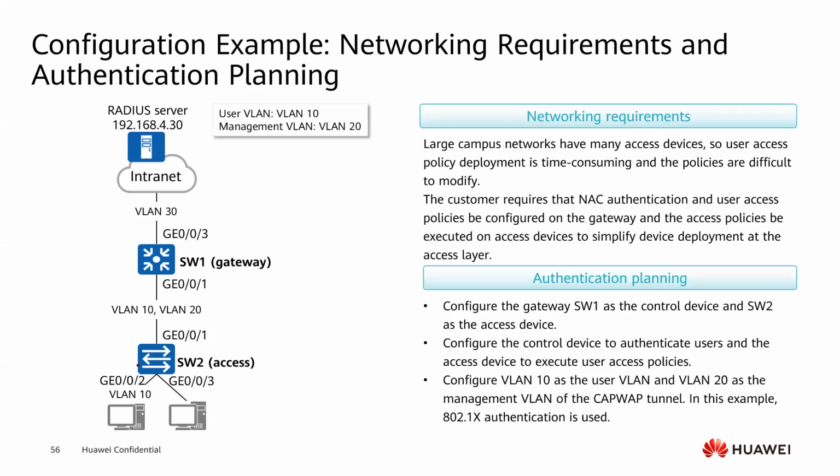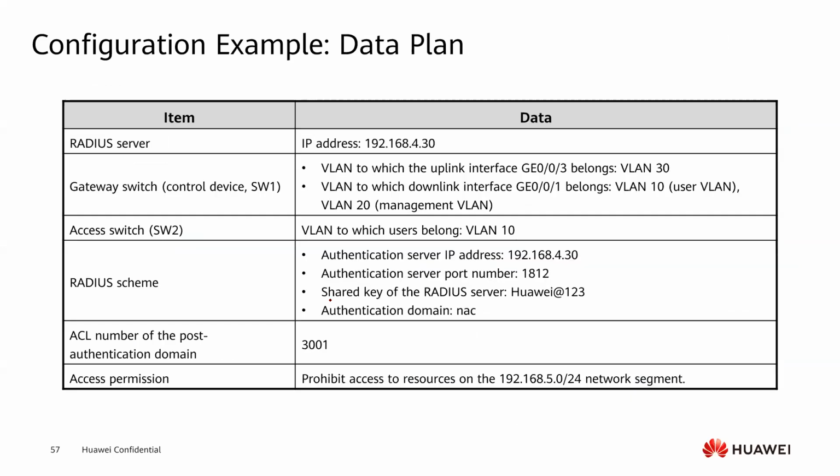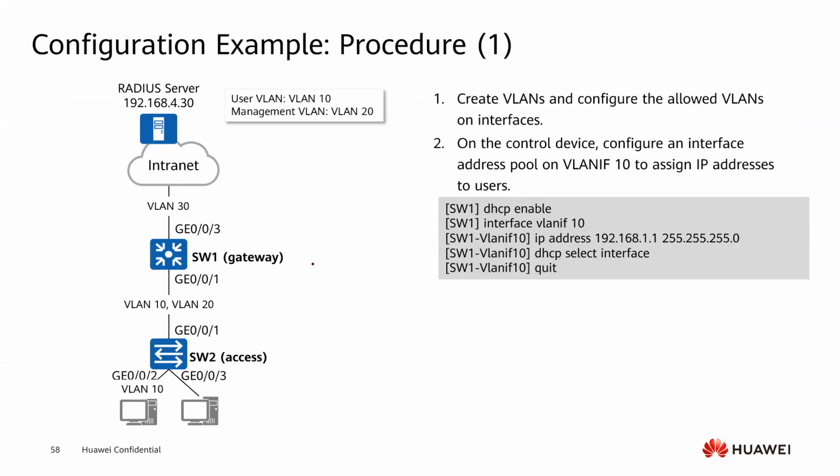Also, an example. For this example, SW2 is the access device, SW1 is the gateway, and this is the RADIUS server. Between these two switches, we want to configure the policy association. So this is the data plane. First, you need to configure the interconnection between the devices. So you need to create the VLANs, create the allow-path VLAN, create the specific interface, and create the IP address.